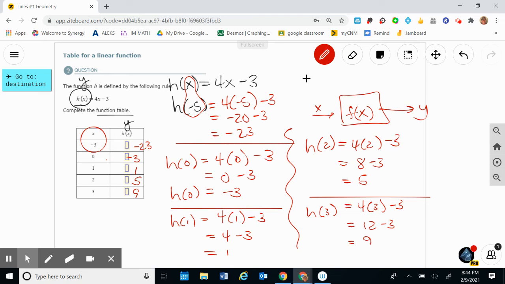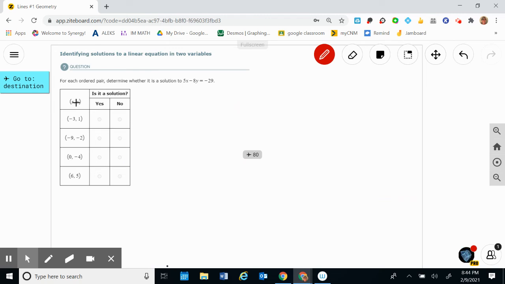This might be an exit ticket as well. I might have two. Okay, here we go. For each ordered pair, determine whether it's a solution to this. So now your job is to plug in this ordered pair and see if it works. Think of this as a check.